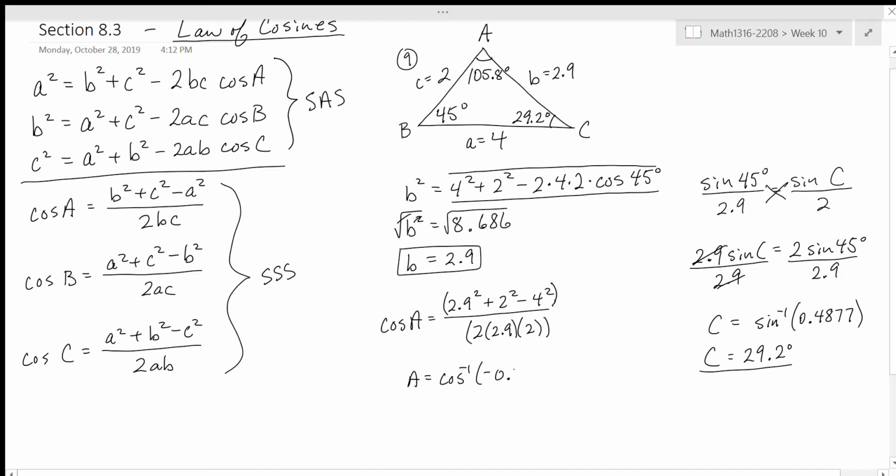What is it? Negative 0 point what? And then what is the inverse cosine of that? 71.9. That's a little bit off. Did you do inverse sine or cosine? Inverse cosine. Of negative 0 point. Okay. Oh, it's 108. That's a little bit off too, because we got 105.8 when we did it. It should be closer than that.